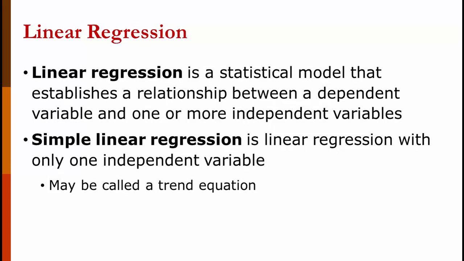Linear regression is a statistical model that establishes a relationship between a dependent variable and one or more independent variables. For forecasting, the dependent variable is always demand. Simple linear regression is a linear regression with one independent variable. For forecasting, that's almost always just the period number. Some books will call this a trend equation rather than a regression equation.